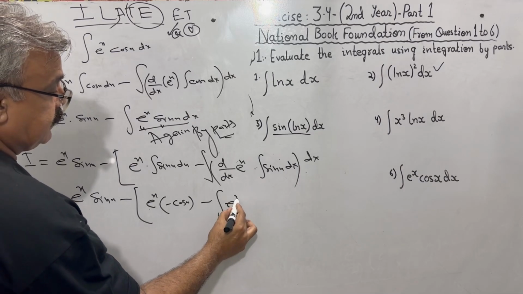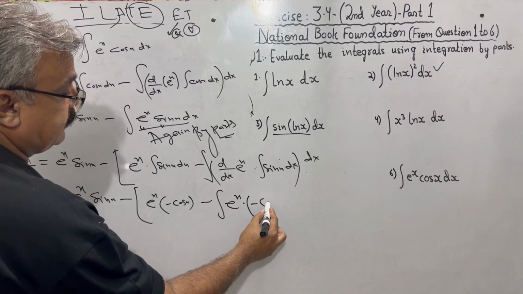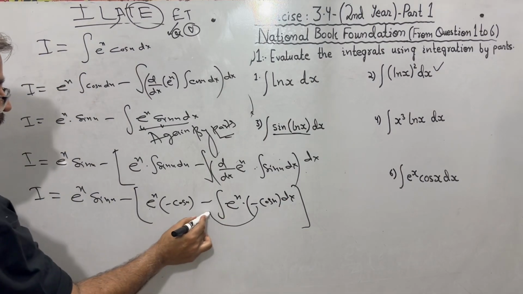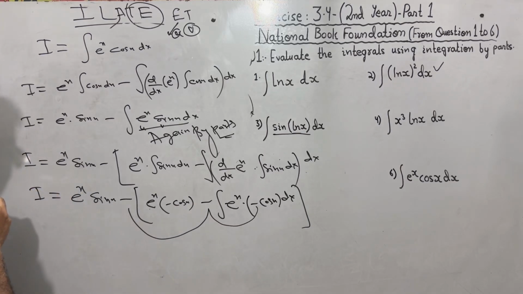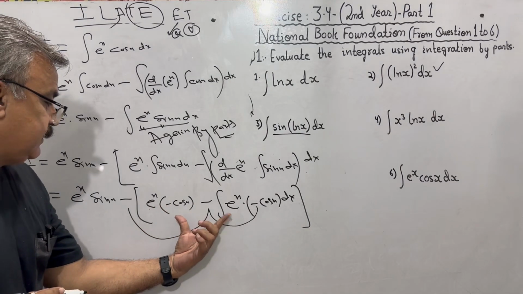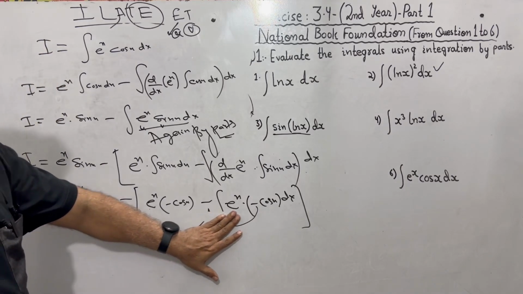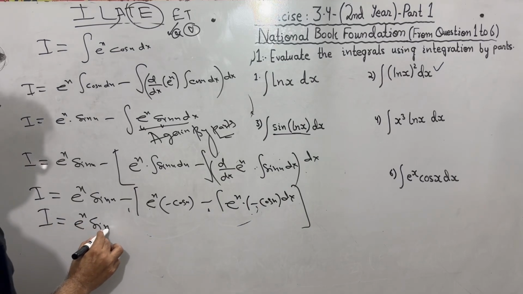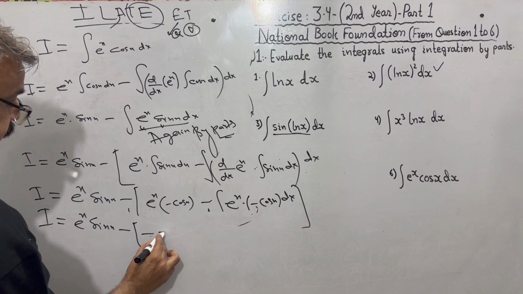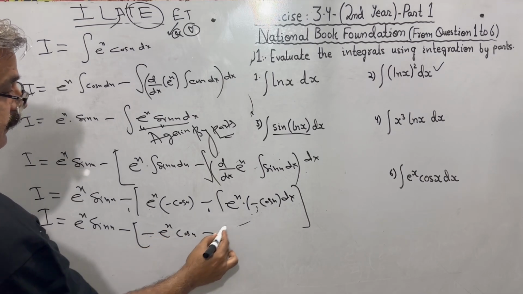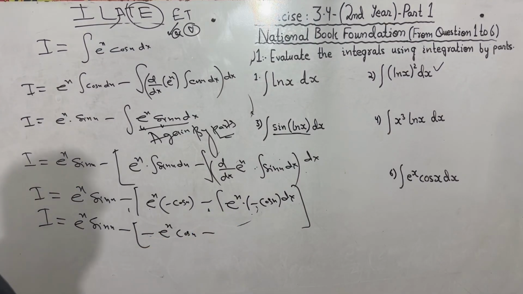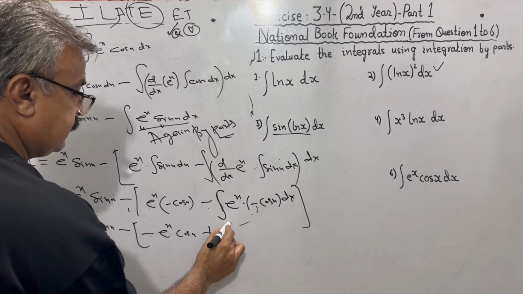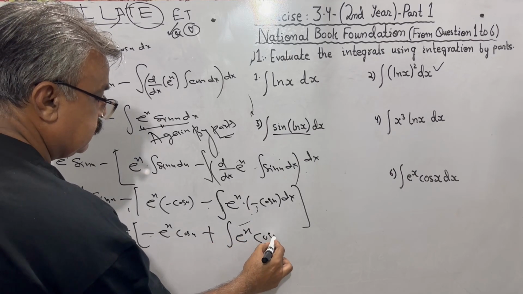Differentiation of e raised x is e raised x, and differentiation of sine is cos x dx. Look at this, it will become minus minus plus. First I reconcile these two brackets, then I multiply by minus. Stepwise: I is equal to e raised x sin x, minus e raised x cos x, and here what remains is the integration symbol. Minus minus will become plus e raised x cos x dx.